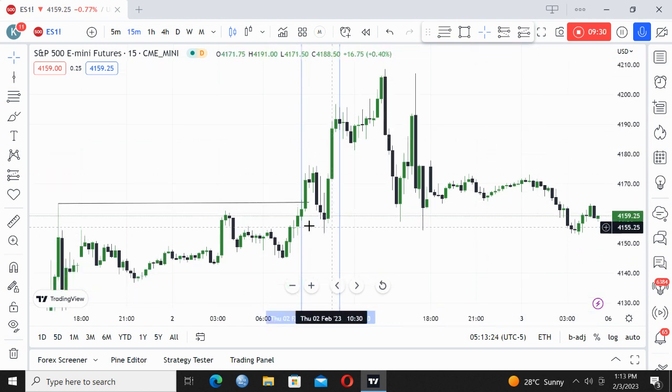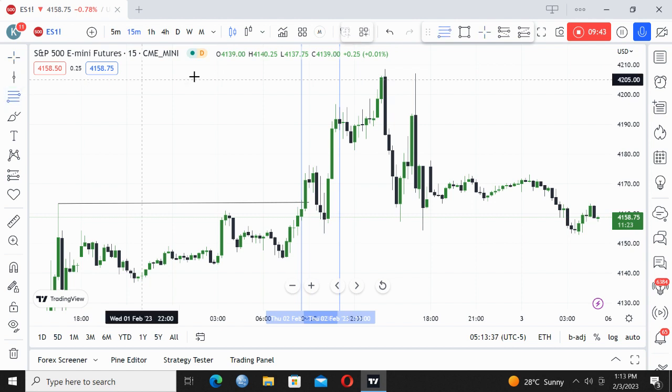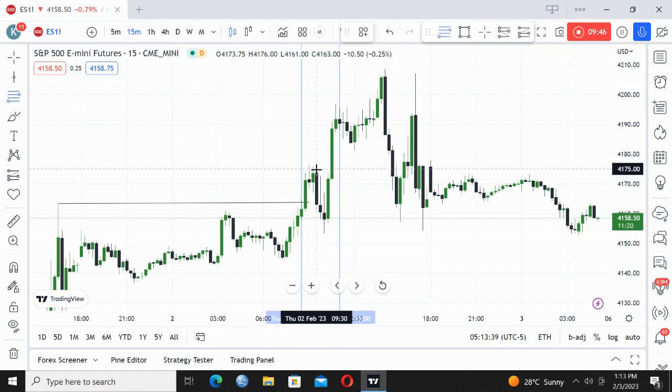Here the market gave us an optimal trade entry, the equilibrium, the area below equilibrium. Equilibrium, sorry. It's because of my native language that I'm pronouncing it this way.